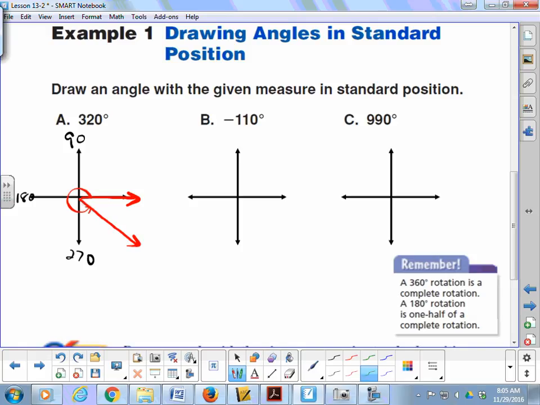For negative 110, that means we're going clockwise now. So we put our initial side on. And here we have negative 90, negative 180, negative 270 when we're going clockwise because it's negative. So negative 110 is going to be just a little bit past negative 90 degrees. So we're going to go just into the third quadrant here, and we draw our terminal side.